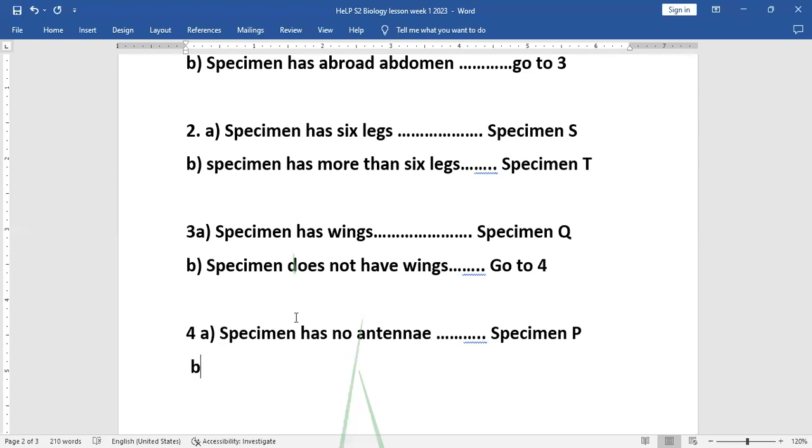So you people, you're very good at writing the dichotomous keys. Copy that in your books. You should be writing.